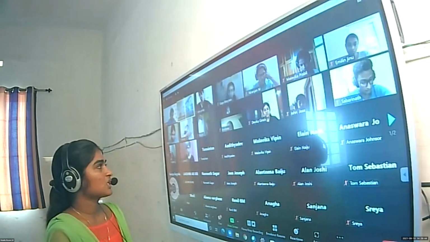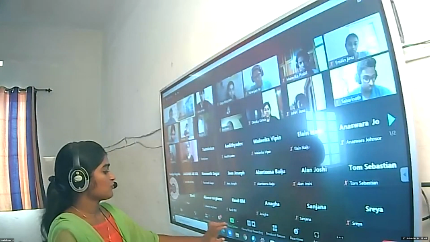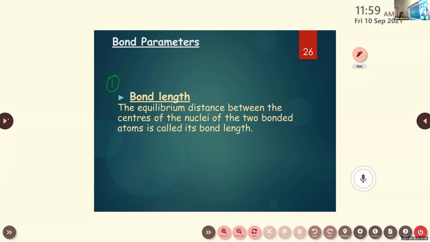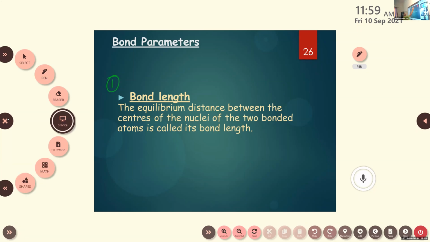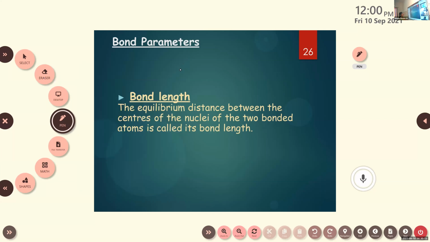There are certain parameters that help to measure the bond. So first one, we will start with bond length. Bond length is calculated as the equilibrium distance between the centers of the nuclei of the two bonded atoms. It is called bond length. Clear, children? The equilibrium distance between the centers of the nuclei of two bonded atoms is called its bond length.